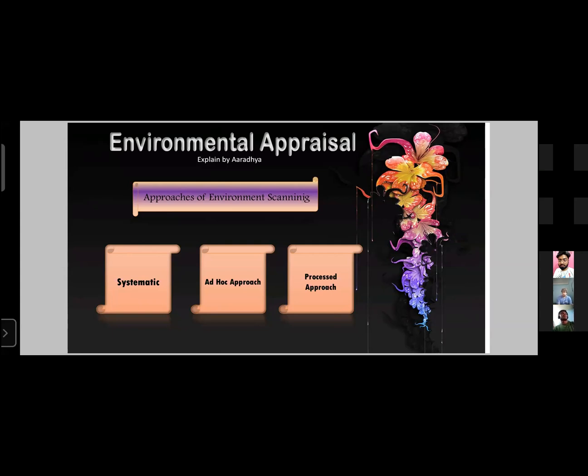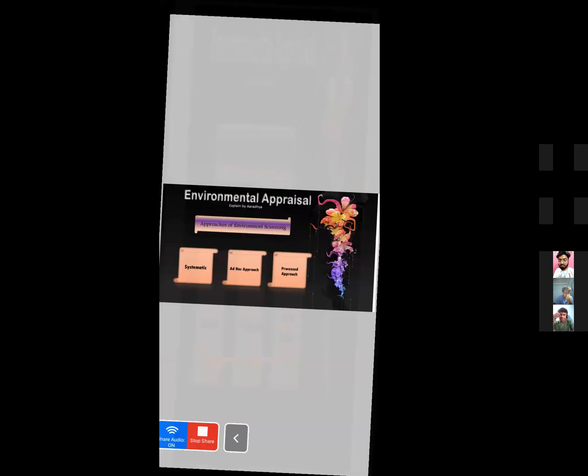Third one is processed approach. Under this approach, the organization uses information in a processed form available from various sources both inside and outside the organization. The information in processed form is usually supplied by government agencies and private institutes, which engage in the processing of such information. Thank you.